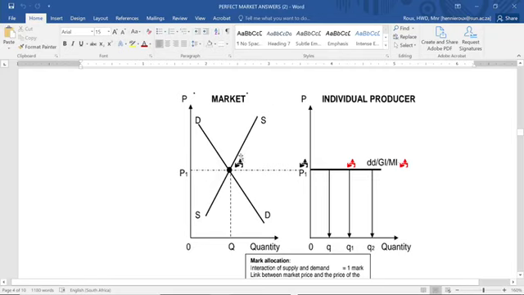So where the demand and supply curve meets, here, it's P1, and then that is the point that is then carried over to the individual business. And because they're a price taker, they have a horizontal marginal average revenue curve. Okay. So this is in explaining the price setting.